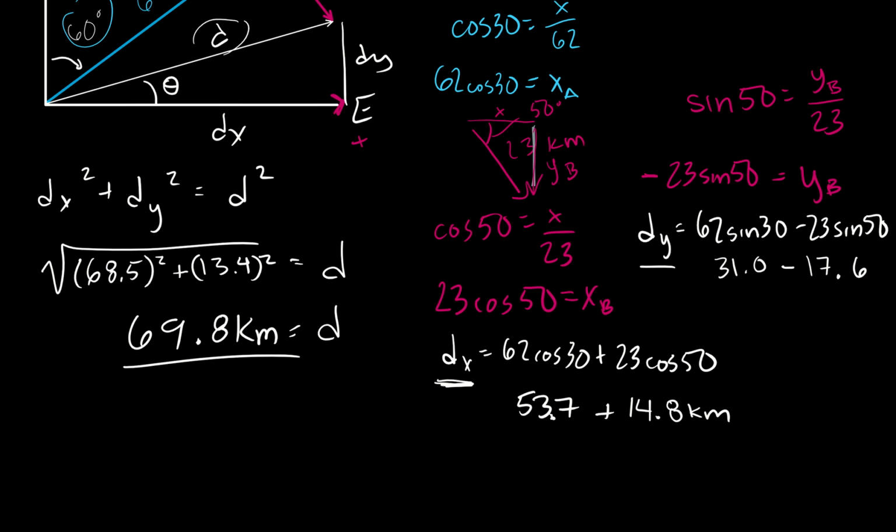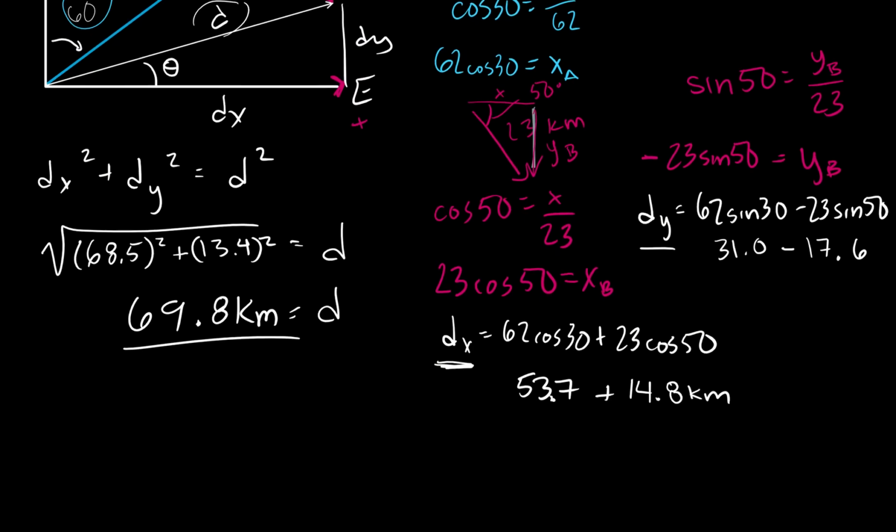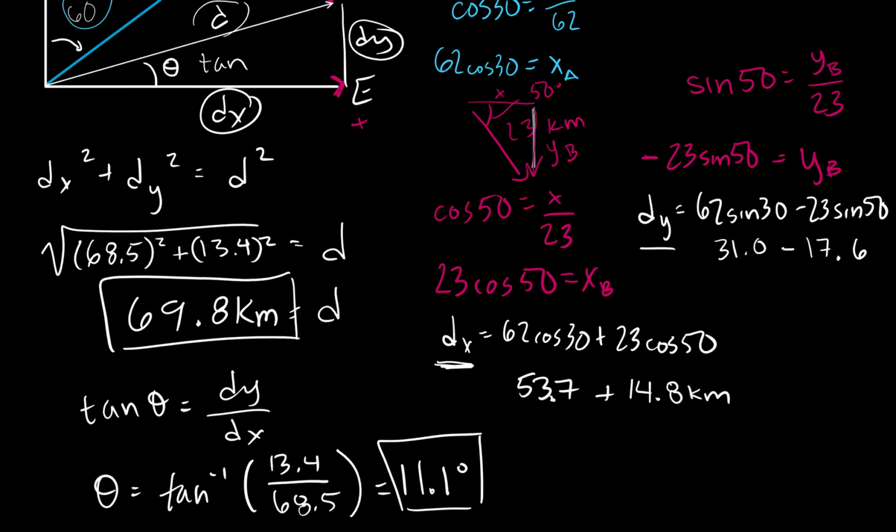And now we want to find that angle. From our triangle, we can use tangent because we know dy and dx. The tangent of that angle above due east is going to equal dy over dx. So we get theta by taking the inverse tangent of dy, which is 13.4, divided by dx, which is 68.5. And that gives us 11.1 degrees. Okay, so there is our answer. We're not quite done if we just say 11.1. We want to say 11.1 degrees north of due east.